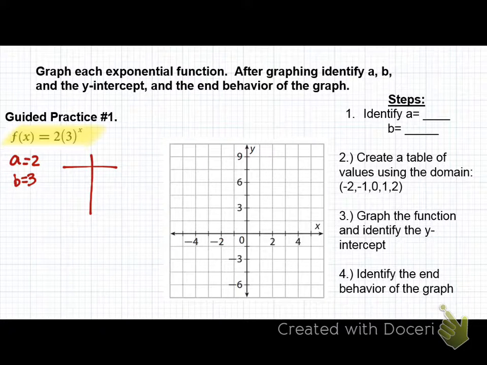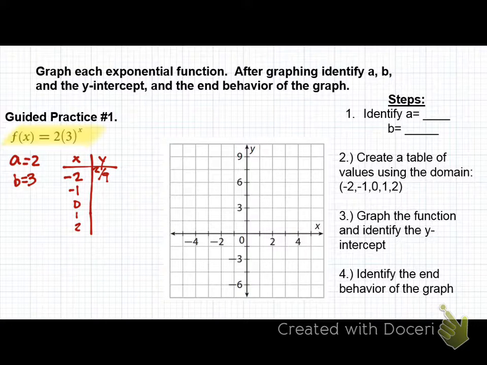What are my domain values or my inputs? -2, -1, 0, 1, 2. Good. Here we go. Let's put -2 in for x. All eyes up here. What's 3 to the -2? 1/9. Good. What's 1/9 times 2? 2/9. Good.